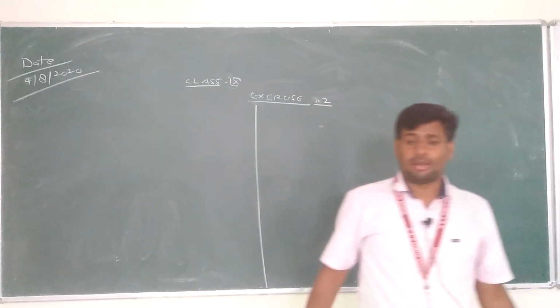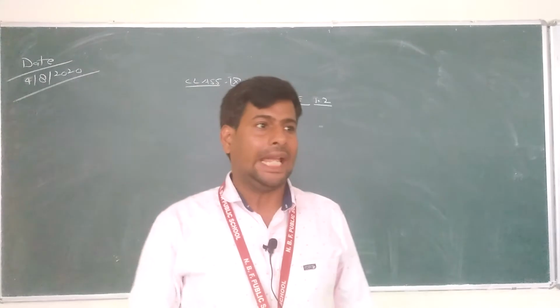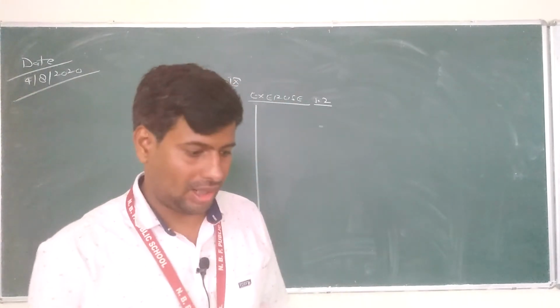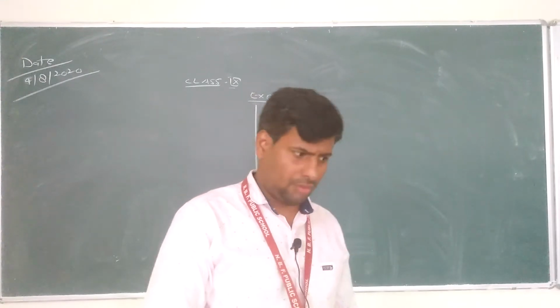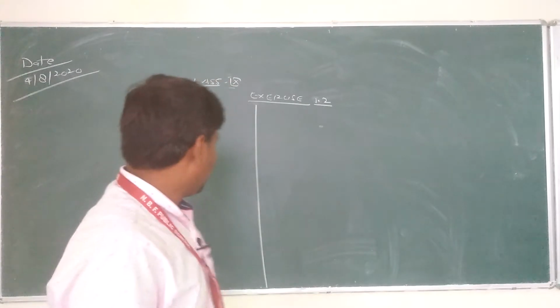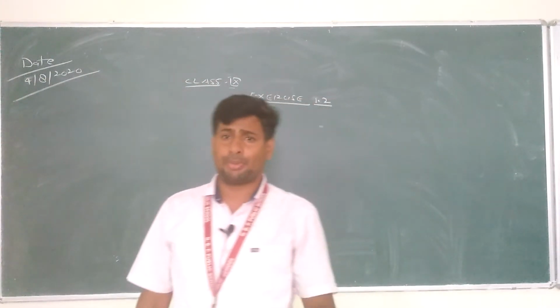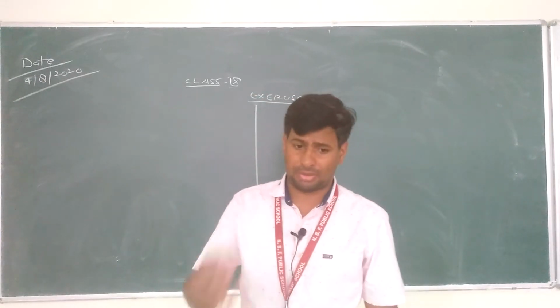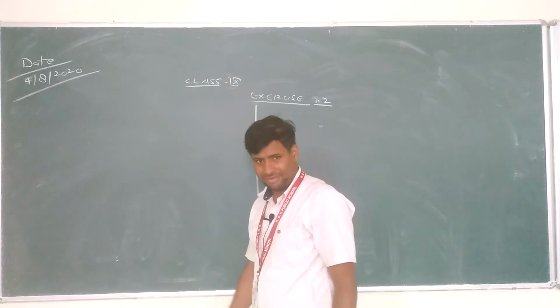Previous day, we explained how we can represent irrational numbers on a number line, like root of 6, root of 7, root of 5, root of 2, etc. The same process you can use to represent root of 10, root of 11, root of 12. You can do that yourself.